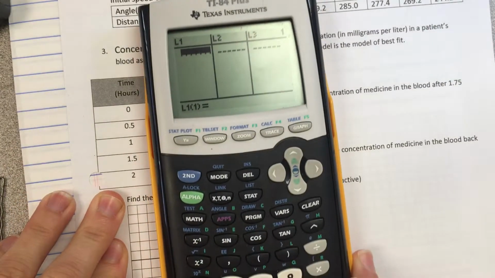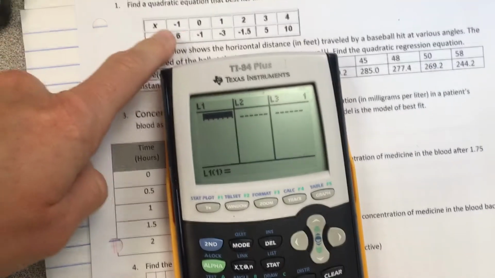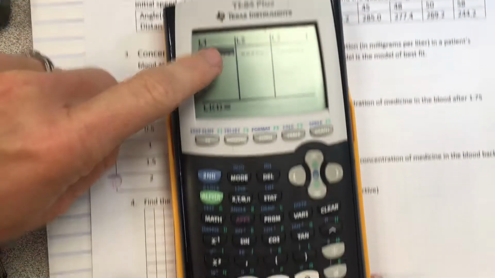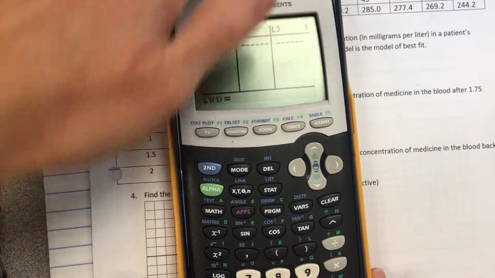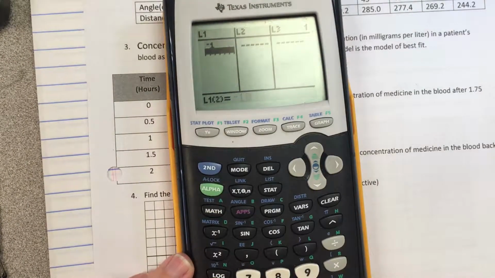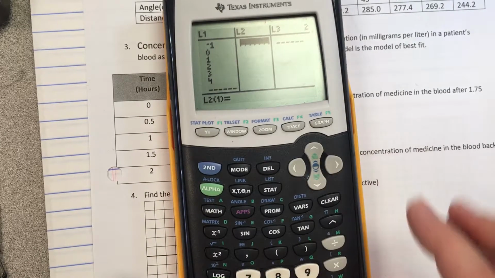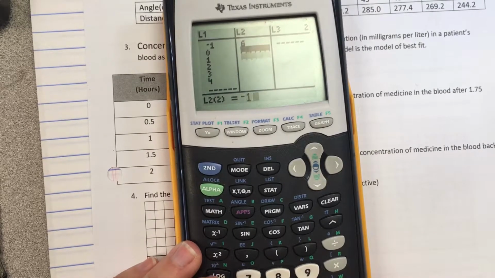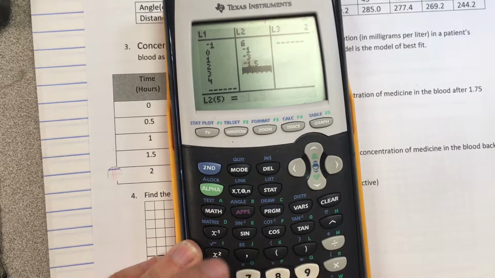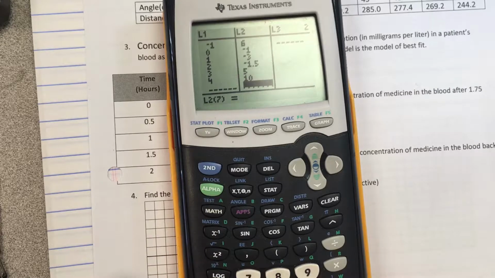And you're typing in the x values in L1 and the y values in L2. You did this in Math 1. This should be a review. So -1, 0, 1, 2, 3, and 4. And you have all these numbers on your own sheet. So if you can't see up here, look at your own sheet. So type them in L1 and L2.